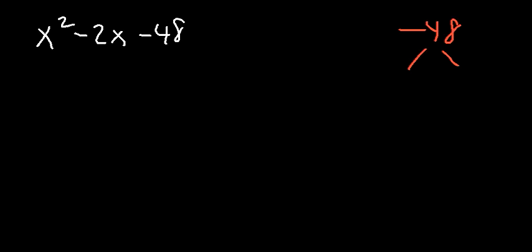Now what about this problem? x squared minus 2x minus 48. Let's look for two numbers that multiply to negative 48 but add to the middle term negative 2.